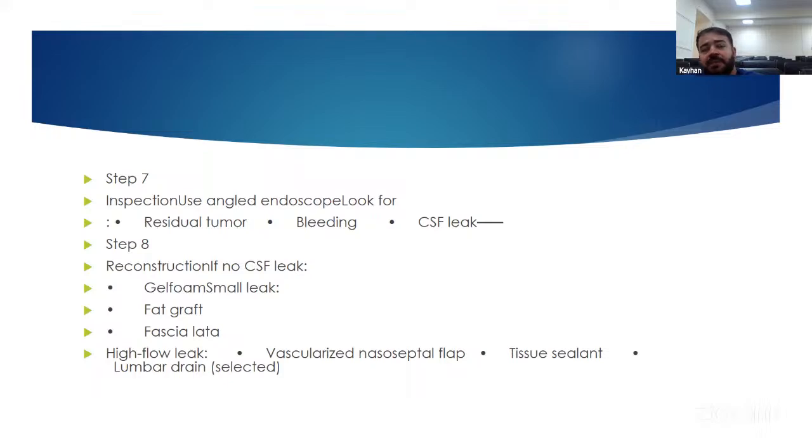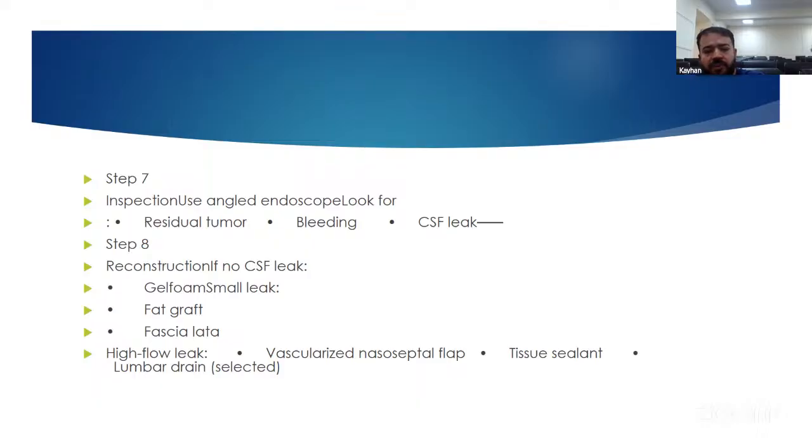We are basically reconstructing the cranial base with the 5 plates if there is no CSF leakage. If there is a small leak, that can be done with Gelfoam. Sometimes you can do surgery, find the stone, and place fascia lata if it is required for the CSF leakage. But that depends upon the CSF leakage.